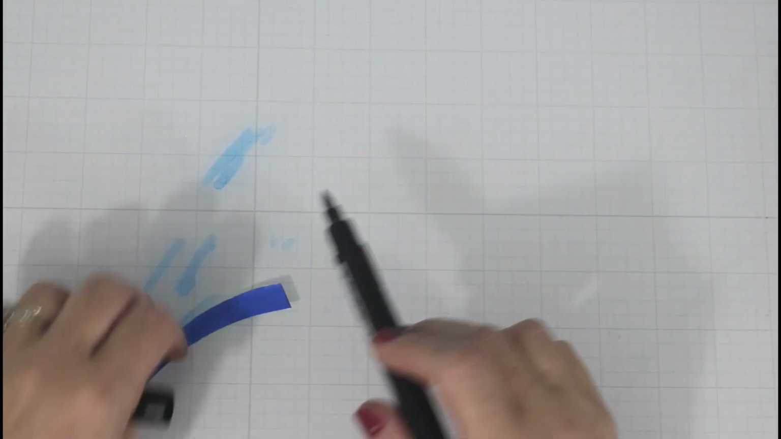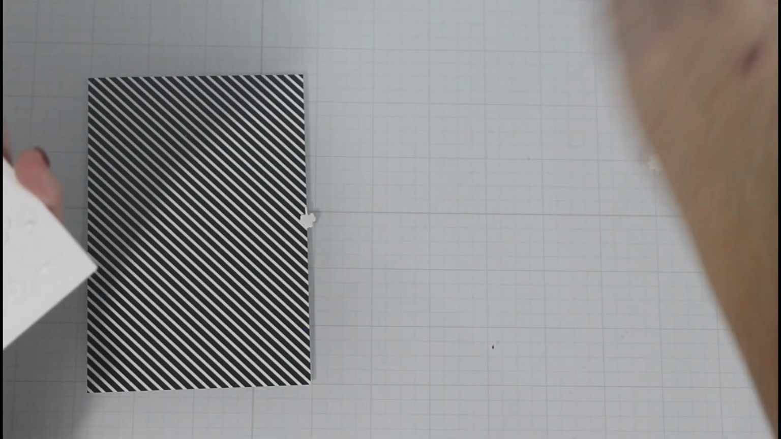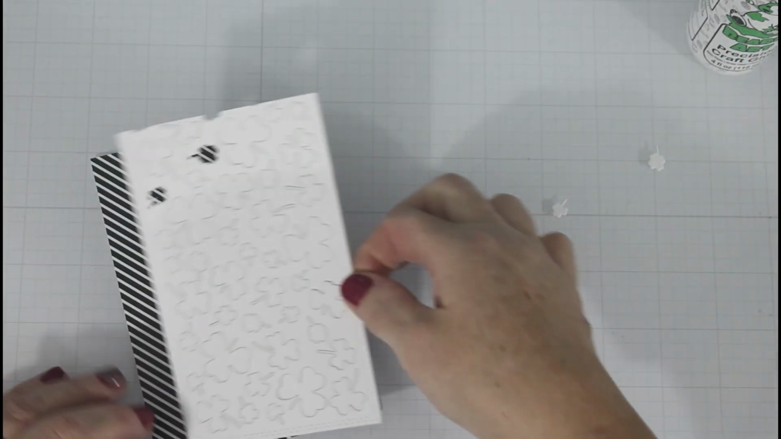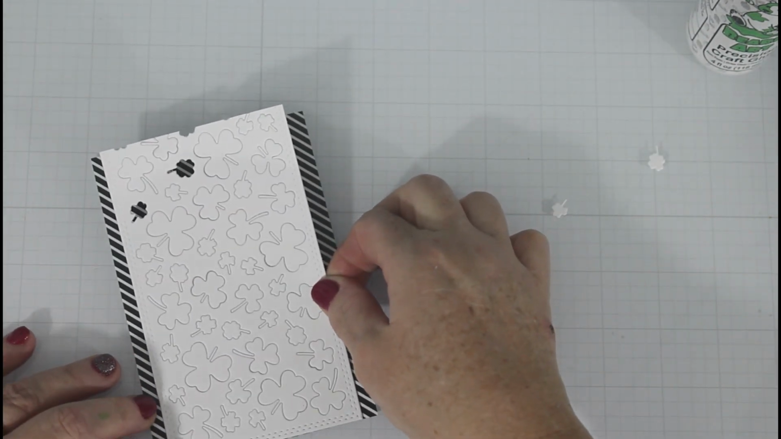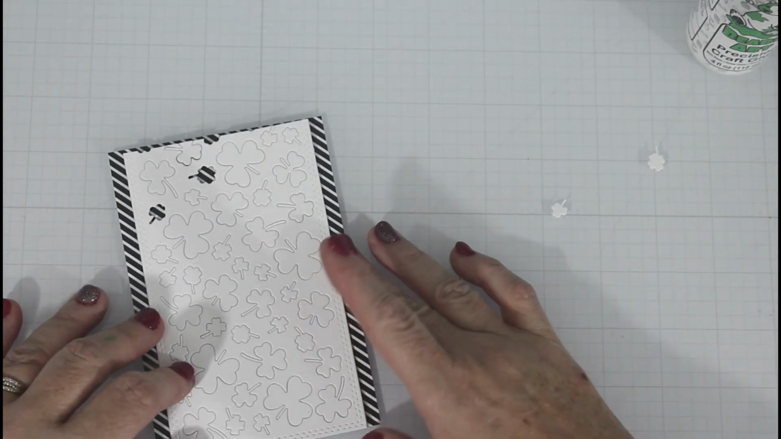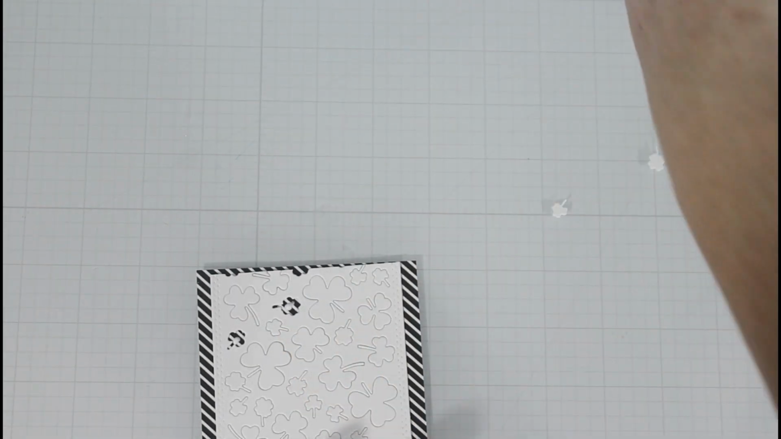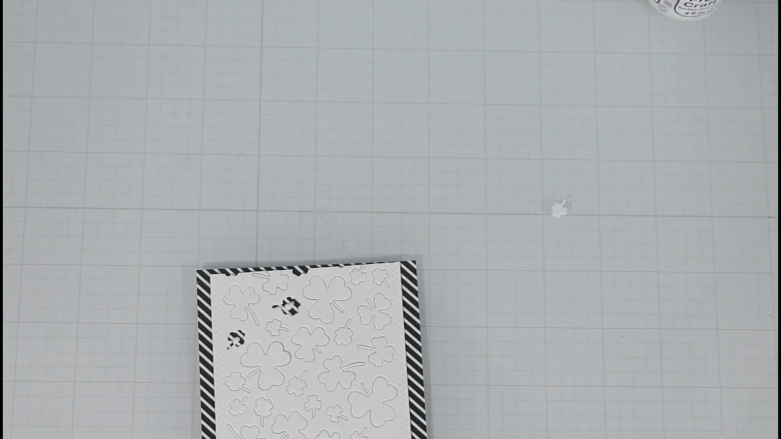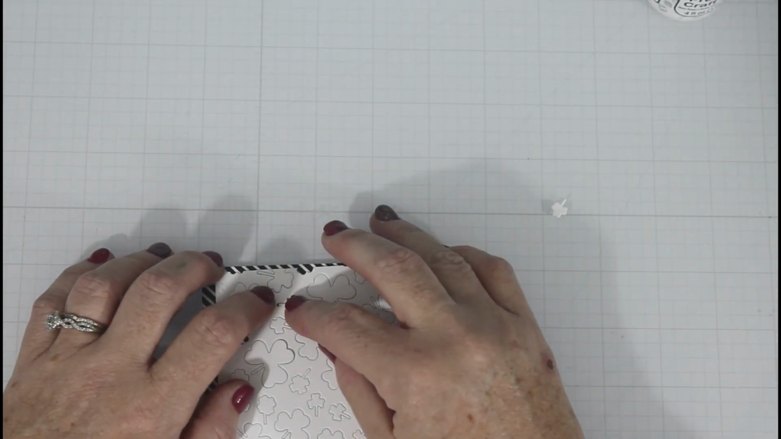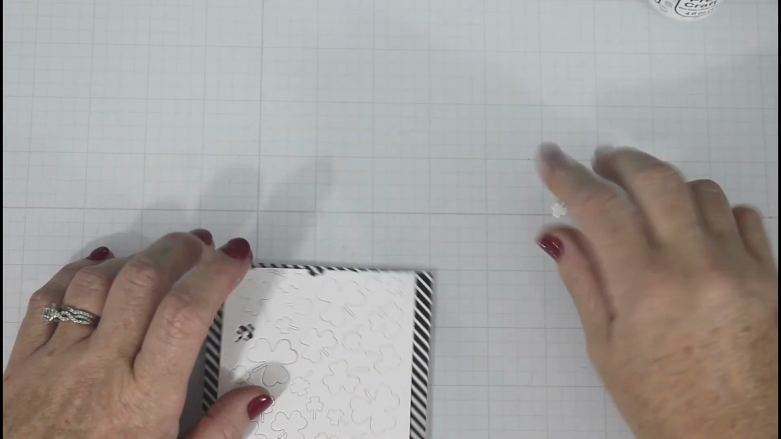Now, I didn't show you all the rays, but I think you get the idea of what I'm saying. I am using the black and white stripe paper from the neutrals 6x6 paper pad, and I am using that as a mat for the slimline shamrocks. And those, I cut with 120-pound cardstock in hopes that they wouldn't all come out, and I got very lucky. So I only had to glue two of them in.